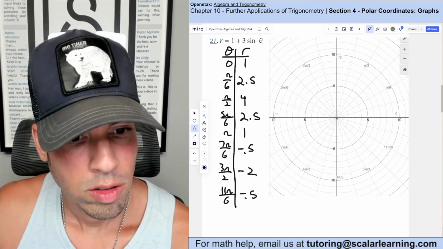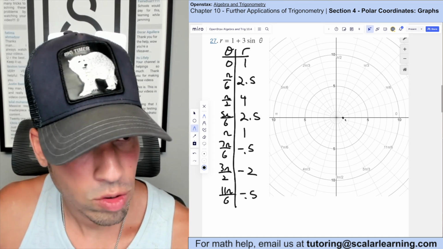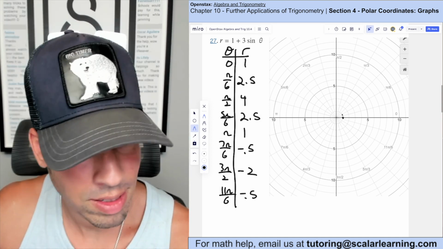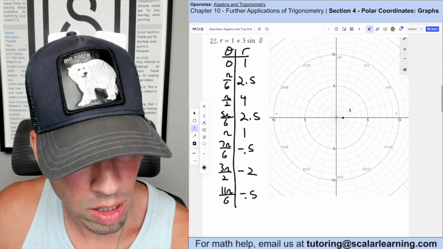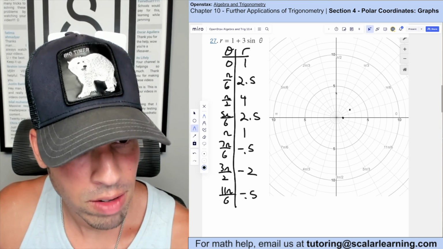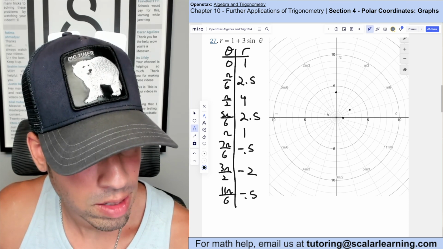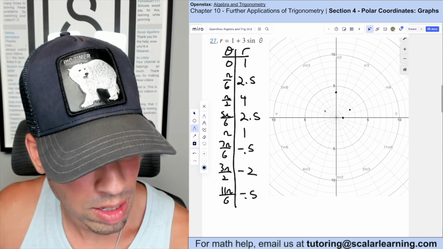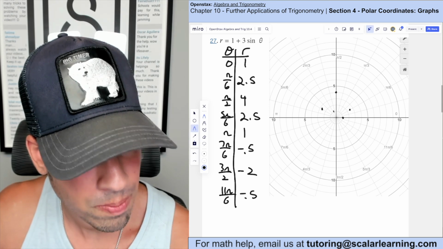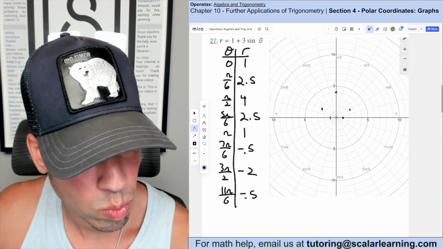All right, let's plot these. So we got 0 and that's 1. We've got pi 6 and that's 2.5, which is kind of right here. We got pi halves, which is 4. Then we got 5 pi 6 out here, which is going to be, again, 2.5 right there. And then we got pi, which is 1.